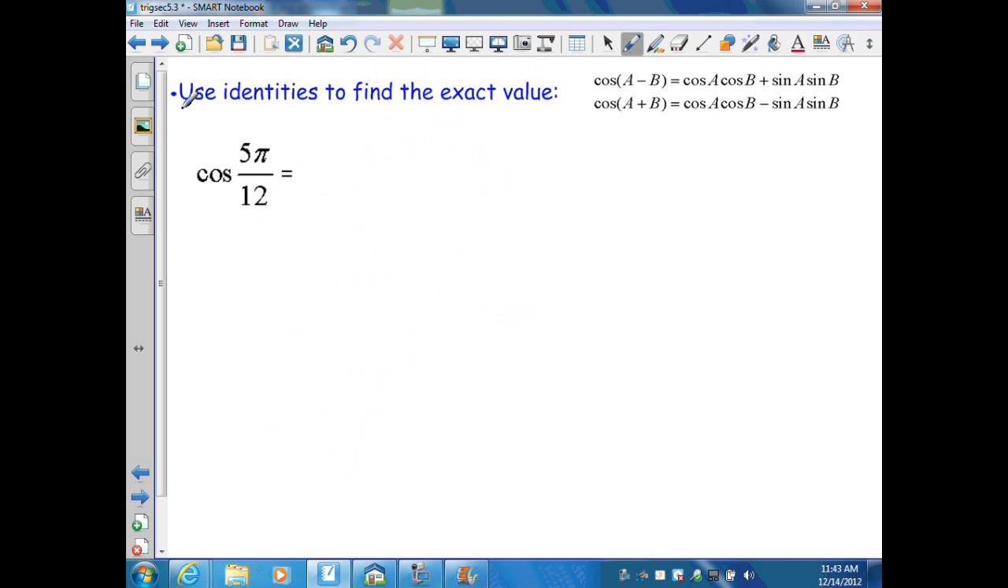Again, I want to find the exact value using identities. Here I have cosine 5 pi over 12. I can break that into values that I know from the unit circle, which would be pi over 6 plus pi over 4. That would give us 2 pi twelfths plus 3 pi twelfths when I find a common denominator. And of course, when I find the sum of those, I'm going to get 5 pi twelfths.